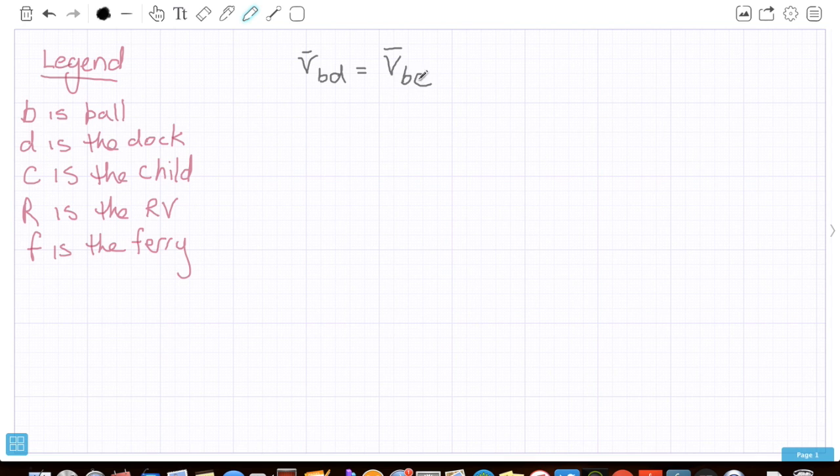Now you'll note that B is the starting variable here and B is the starting variable here. That is no accident, and I'll show you why in a minute. The next thing we add to this is the velocity of the child with respect to the RV. That was also given in the question. I put these next to each other because there's a C here and a C here. The next thing I'm going to add is the velocity of the RV with respect to the ferry. And then finally the velocity of the ferry with respect to the dock.